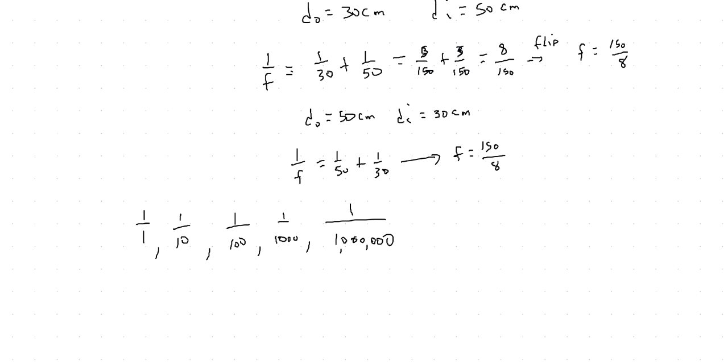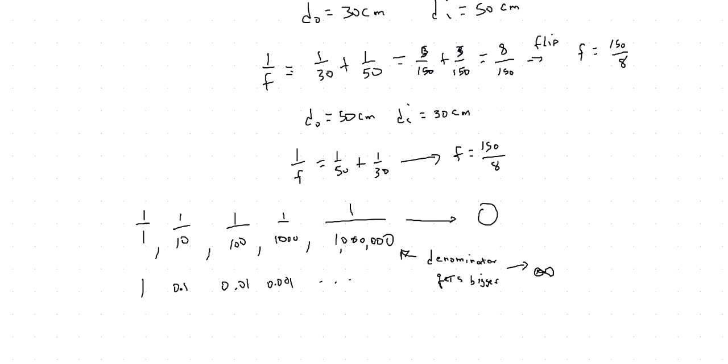This is equal to 1. This is equal to 0.1. This is equal to 0.01. This is equal to 0.001, etc., right? So as the denominator gets bigger, or approaches infinity, there's really no infinity, but it approaches infinity, then the fraction approaches 0, right?